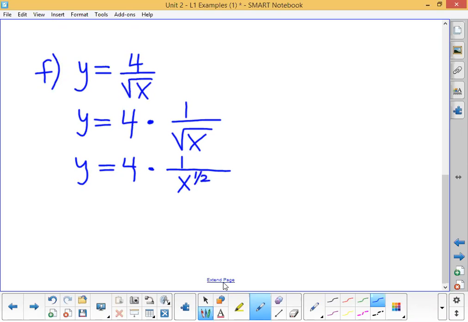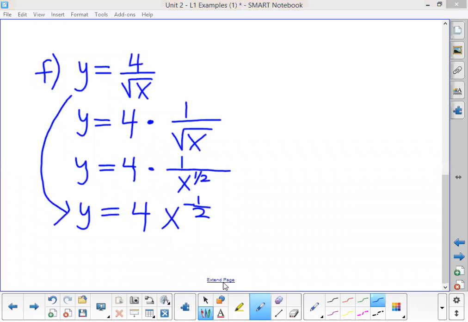Now, in order to apply the power rules, I need a power. There's no powers here, so the power is hard to determine. So I want to rewrite this as 4 and x to the power of -1/2. Okay, so that's how I got to this. You can typically get to this in one step, but I broke it down a little bit further because I wanted you to see the various steps, or how I got there.